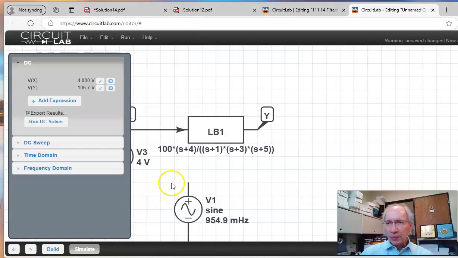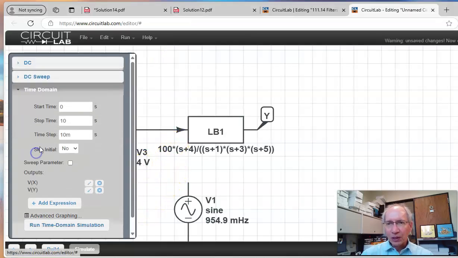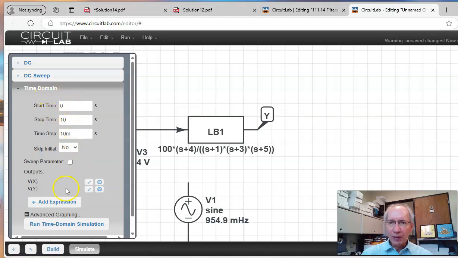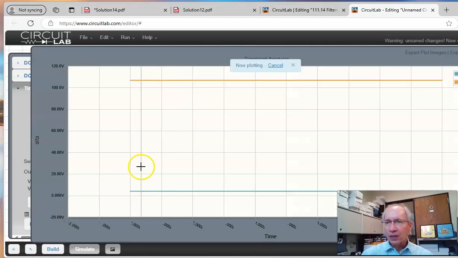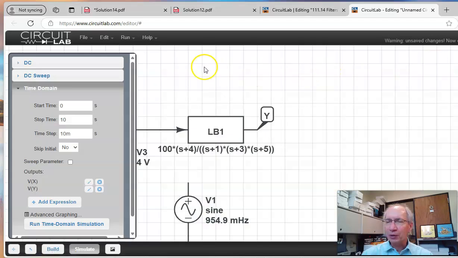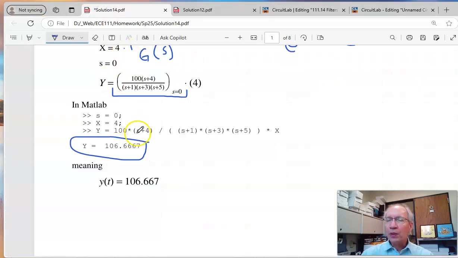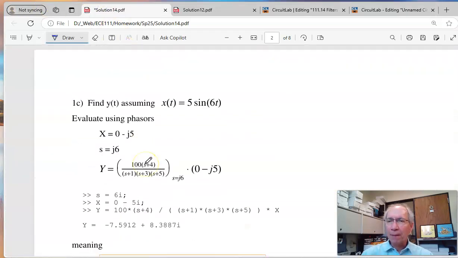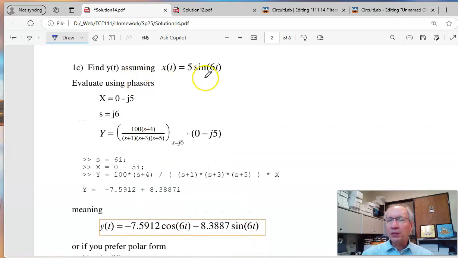Could also do that in time domain. This is kind of boring, but go to time domain, let's run it for 10 seconds. Run it. There's the input, there's the output, that's DC. Again, constants. I could do the time domain, but it's kind of boring. Where it really shows up is the sine wave, part C. So if my input is a sine wave, find the output.